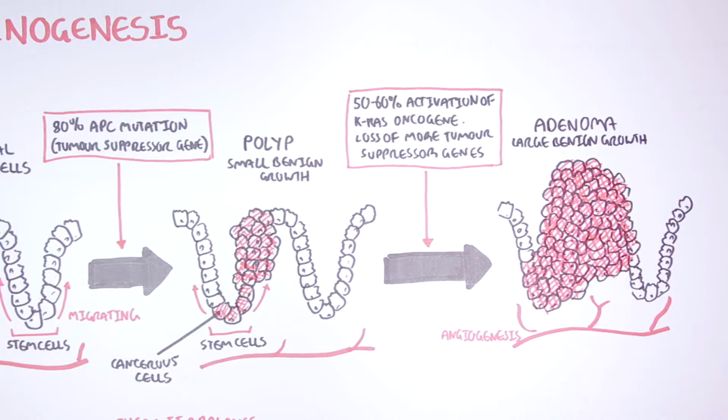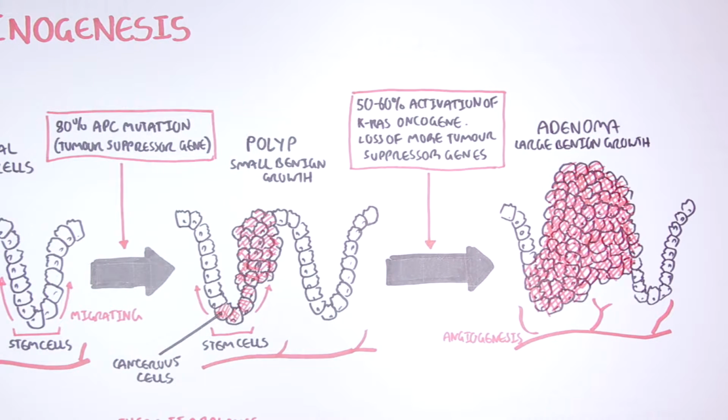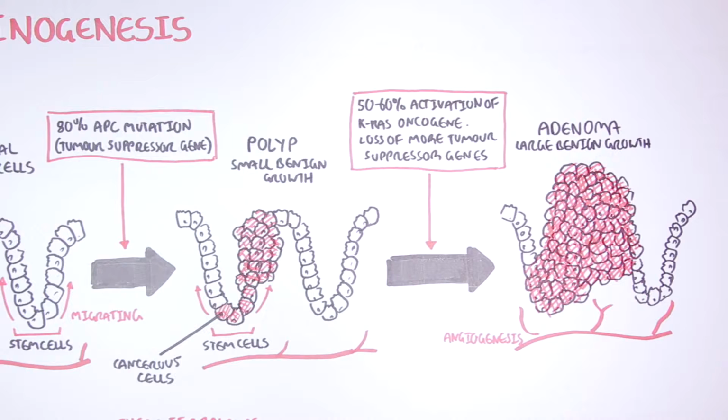This will create an adenoma, which is a larger benign growth. During this time, as the cells keep dividing, there needs to be more blood supply in order to feed the growing tissue. So angiogenesis, which is formation and maturation of blood vessels, occurs.